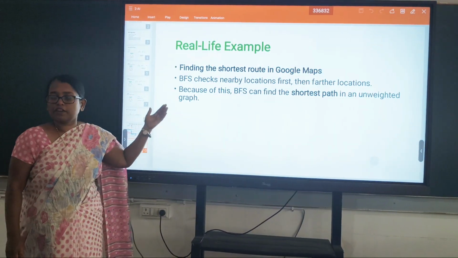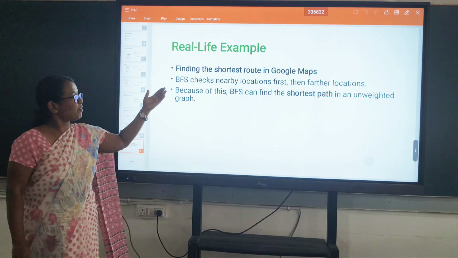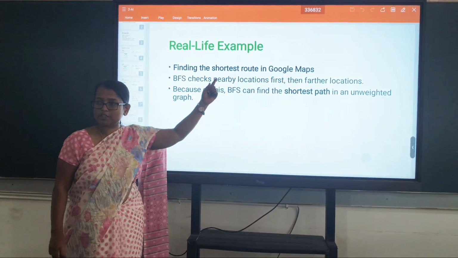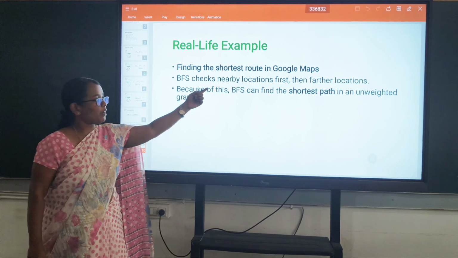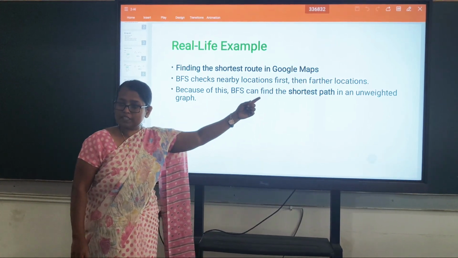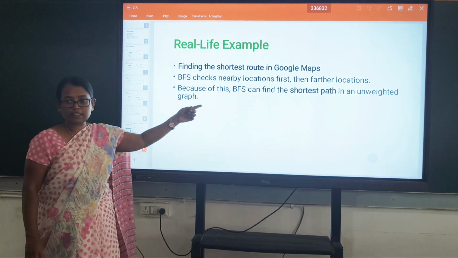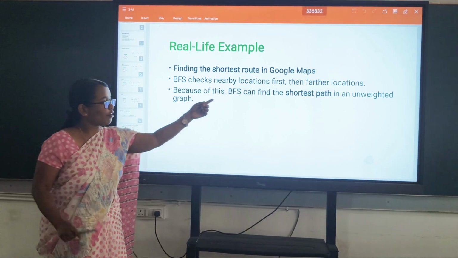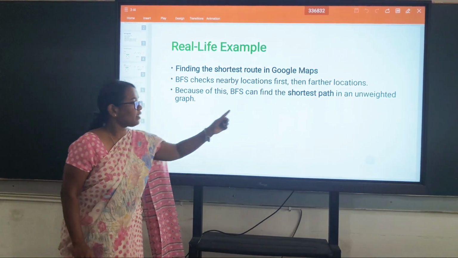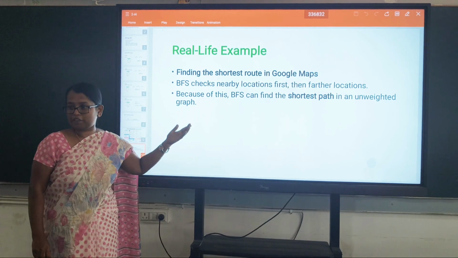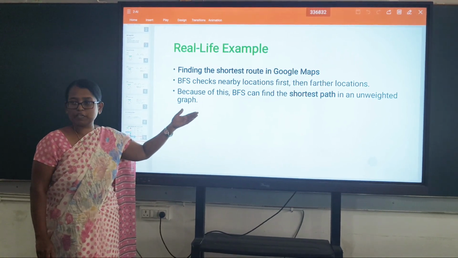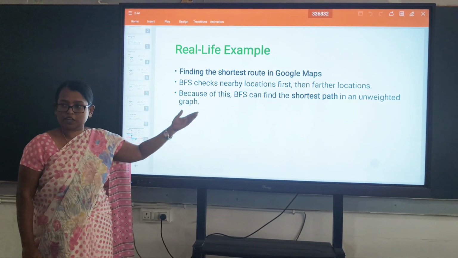Next, a real-time example for BFS is finding the shortest route in Google Maps, and it also checks the nearby locations first, then the distant locations. Because of this, BFS is assured of finding the shortest path in an unweighted graph, which is not possible in DFS. So this BFS gives the guaranteed shortest path.